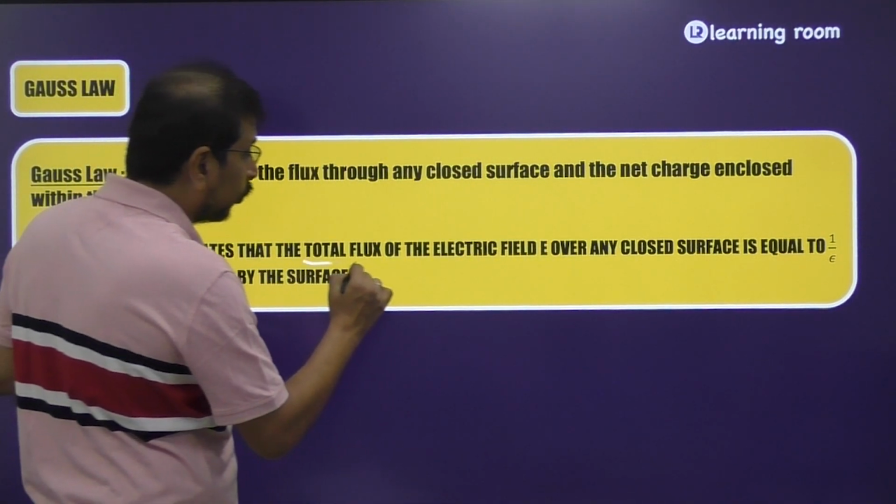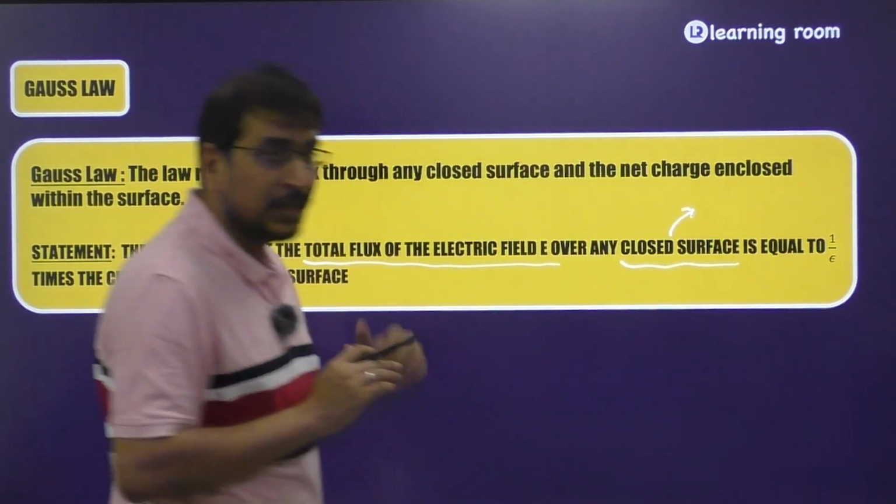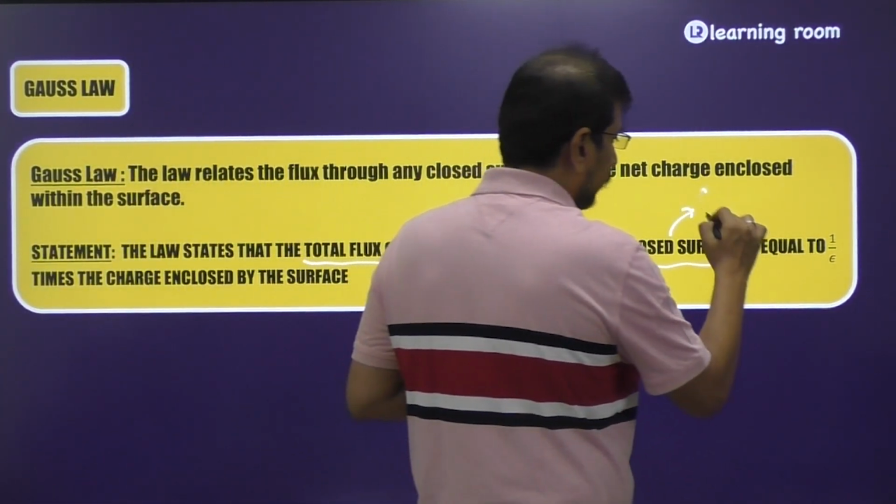So the law states that the total flux of the electric field over any closed surface, this closed surface I told you, no, it is called a Gaussian surface.